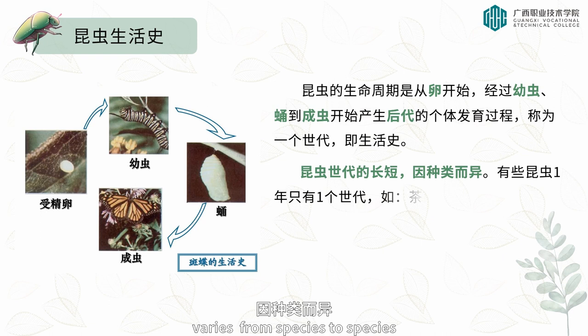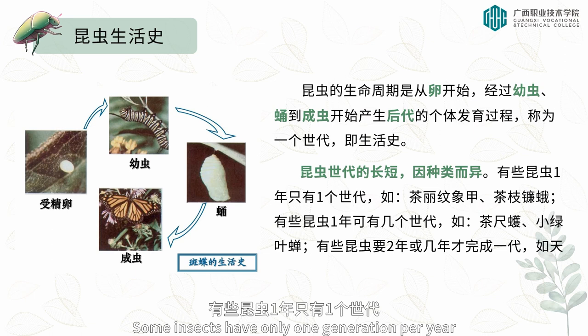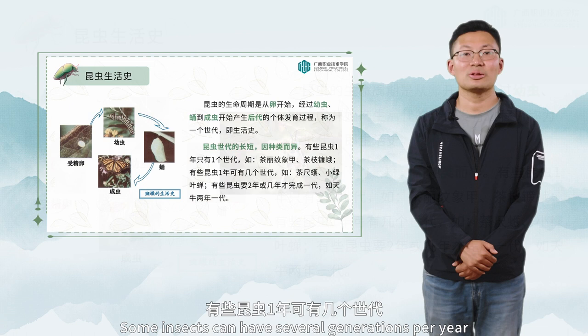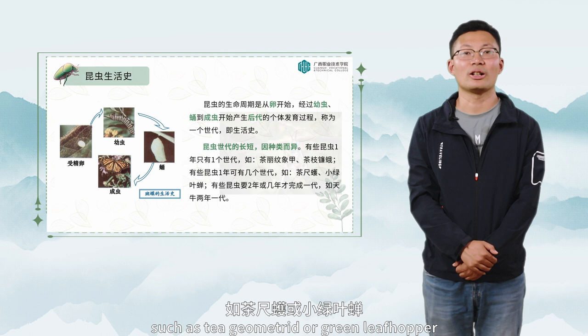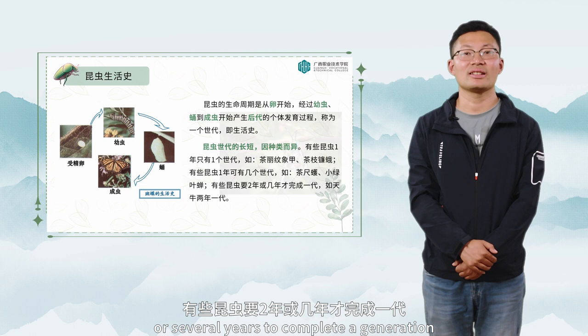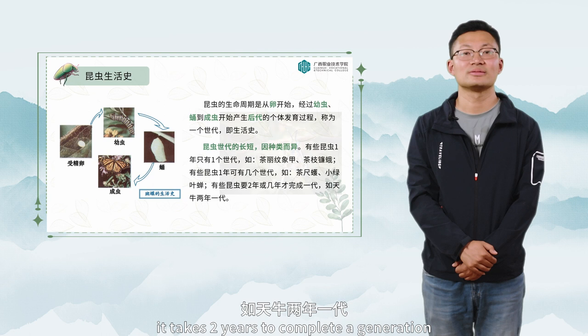Some insects have only one generation per year, such as tea weevils and tea branch sickle moth. Some insects can have several generations per year, such as tea geometrid or green leaf hopper. For some insects, it takes 2 years or several years to complete a generation, such as longicorn beetle, which takes 2 years to complete a generation.